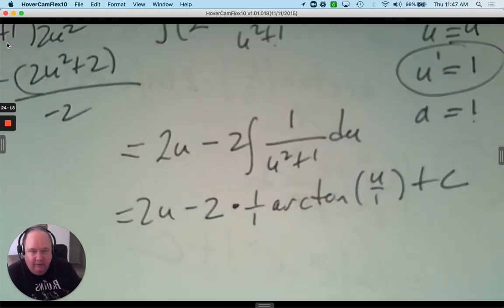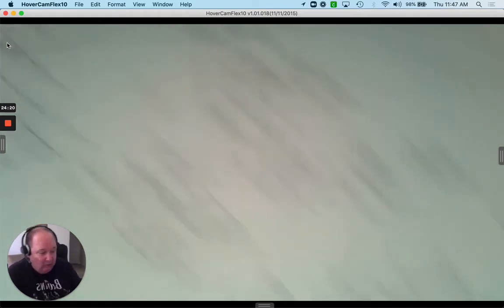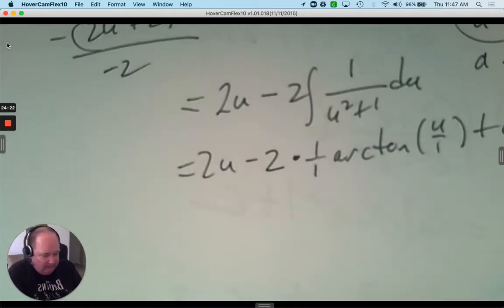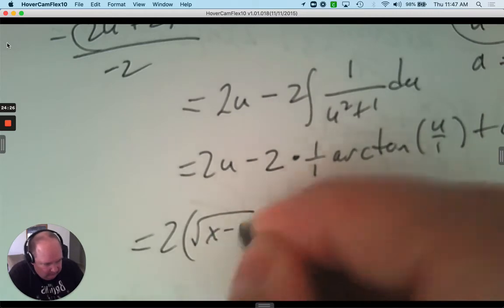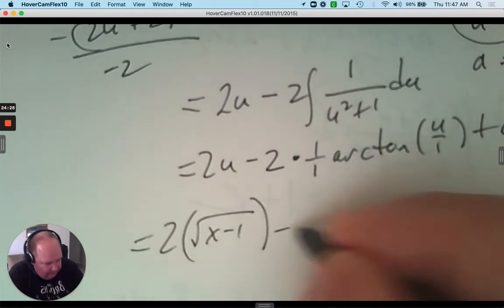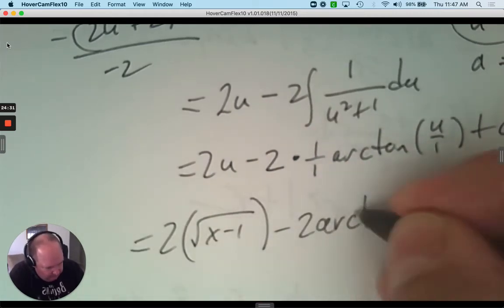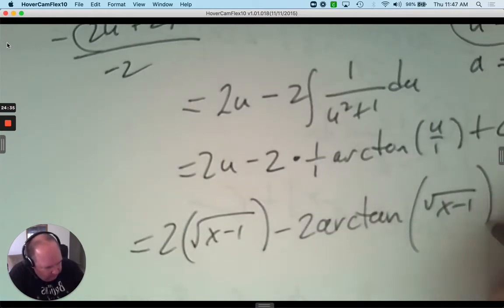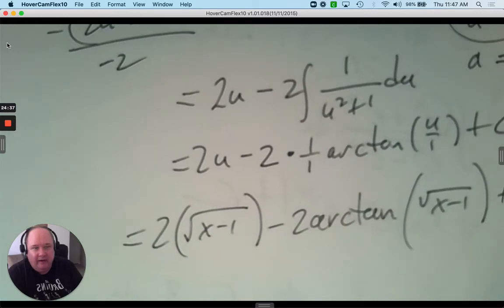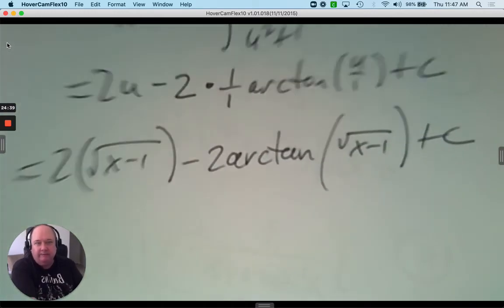Now we're going to put it all together. So now I got to go back and know what does u equal again? So we'll put that back in there. So u is the square root of x minus 1. I was going to divide by 1, but I don't, and you have your answer.